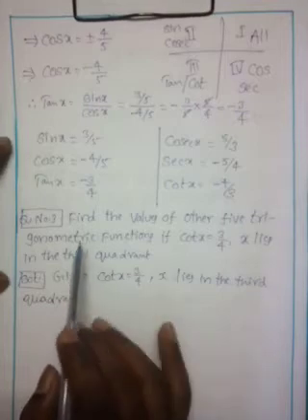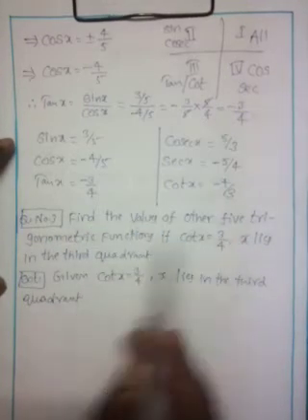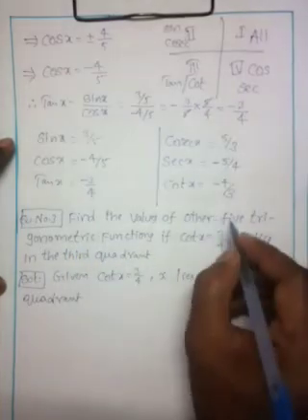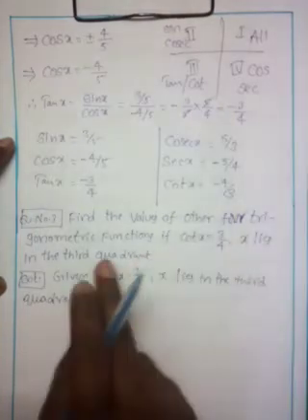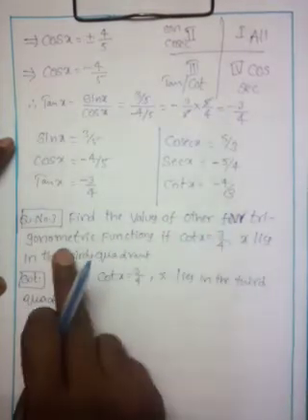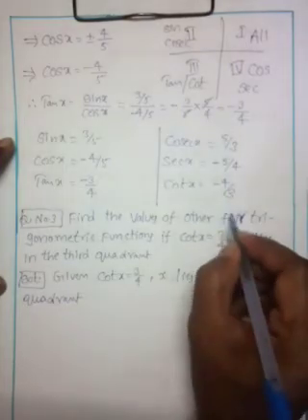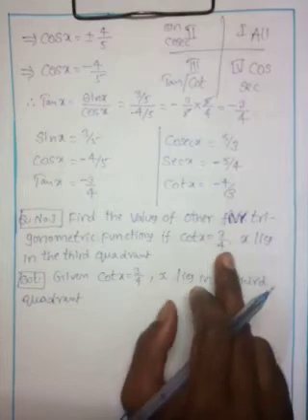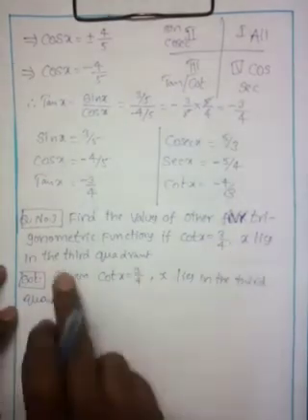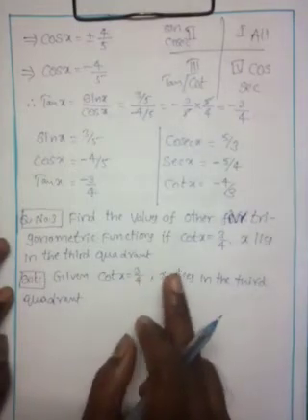Hello, my dear children. Now come to question number 3. Find the values of the other 5 trigonometric functions if cot x is equal to 3 by 4, x lies in the third quadrant. x lies in the third quadrant. This is the given question.